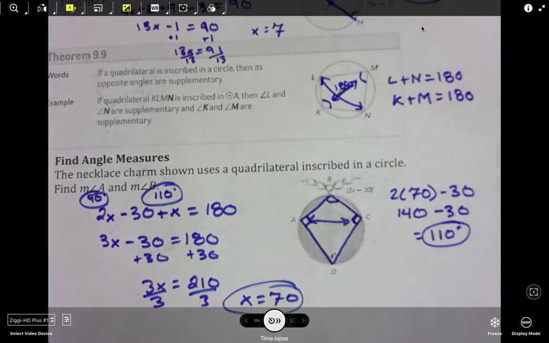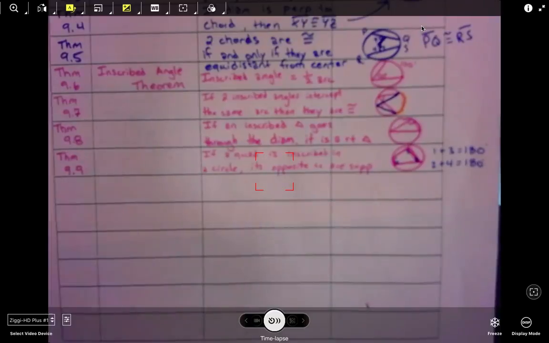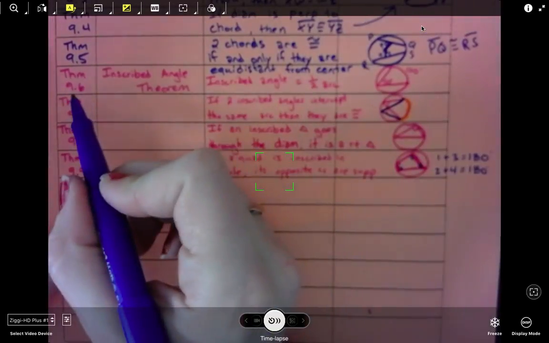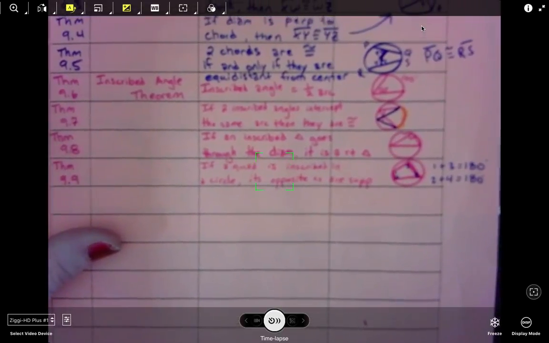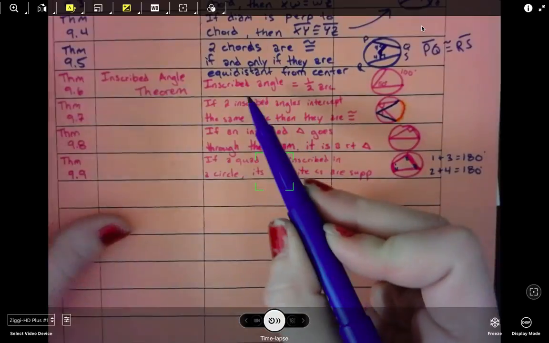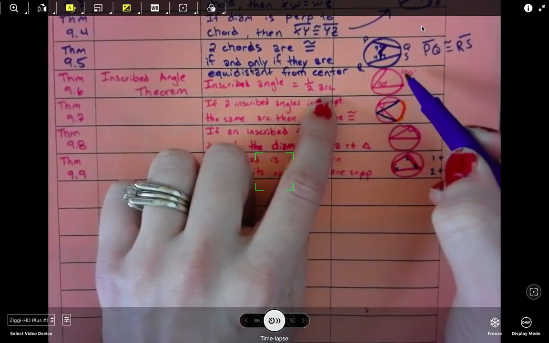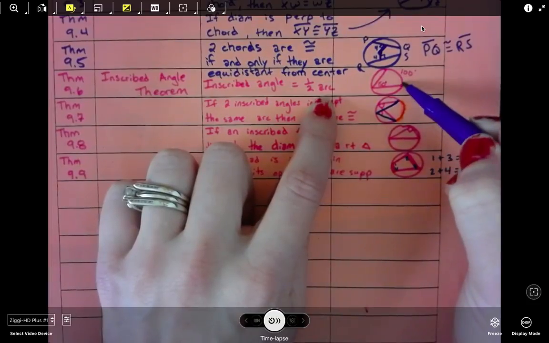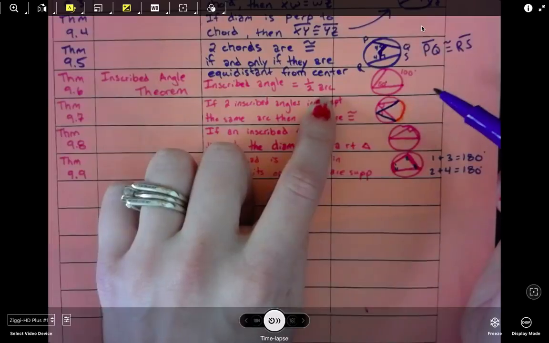Here is what the theorems are. Okay, so I'll read these to you again. Theorem 9.6 is where we started. It's the inscribed angle theorem. Okay, and it says an inscribed angle is half the measure of its arc. So I went ahead and drew my circle over here, and here's my arc. It's 100 degrees, so the angle inside of it is 50 degrees because it's half of that.